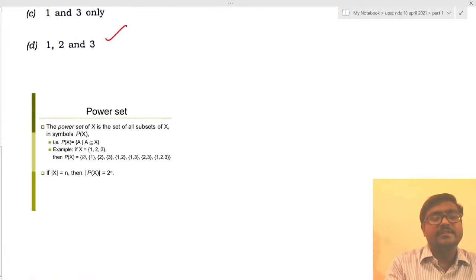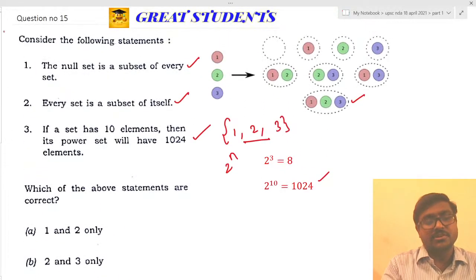Here I have given some definitions for you. The power set of x is the set of all subsets of x. Power set means writing all the subsets. Here I have mentioned whatever I have written in the diagram. The symbol modulus x means the number of elements in x is n, and the modulus of P of x, the number of items in the power set, is 2 power n. That's it. Now we will move on to the next question.